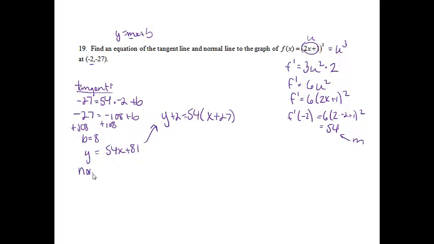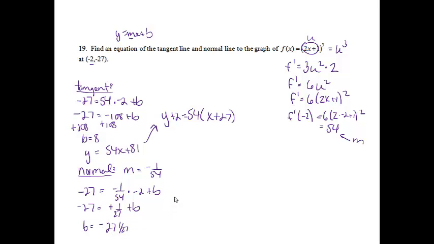Okay, the normal line. Please remember normal lines are just perpendicular lines, so I'm going to find the perpendicular slope, which would be negative 1 over 54. Now I'll go through that same process. So negative 27 equals negative 1 over 54 times negative 2 plus b. That will give me negative 27 equals positive 1/27 plus b. If I subtract 1/27 from both sides, I'll get negative 27 and 1/27. So my equation of my normal line will be y equals negative 1/54 x minus 27 and 1/27.